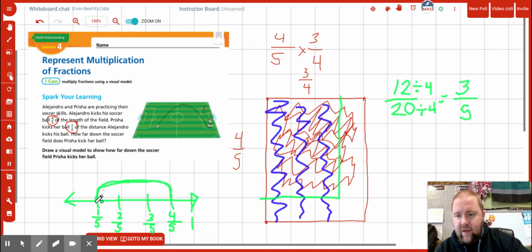Okay, so that would be, let me change my color. For Prisha, that would be 1, 2, 3. She would end here at the 3/5 because that is 3 out of the 4 markers that we used before. Okay, so there was 4/5, so the 4 is our denominator now for Prisha, and she did 3 of those, so that's 1, 2, 3, which ends up at 3/5. Either way you look at it, Prisha would have kicked the ball 3/5 of the field.